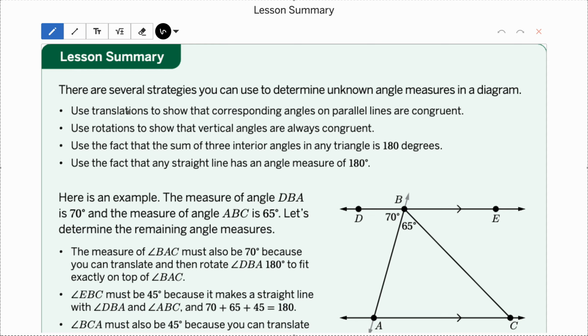All right, problem one. Here are three intersecting lines. Determine the missing angle measurements. Okay, so none of these lines are parallel, right? We have no little carets showing us that they're parallel. So we are going based off of supplementary angles.